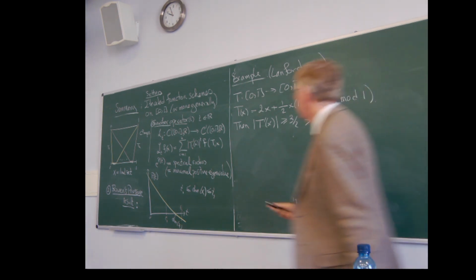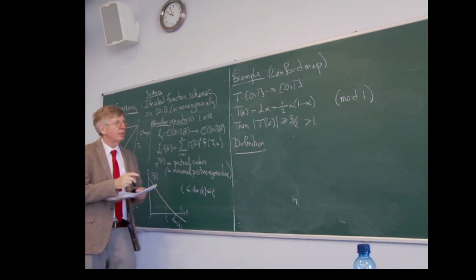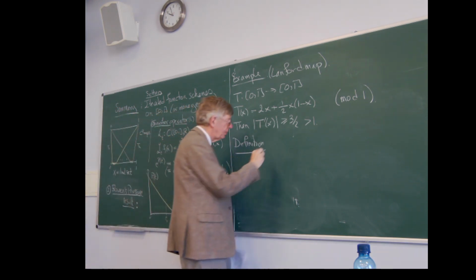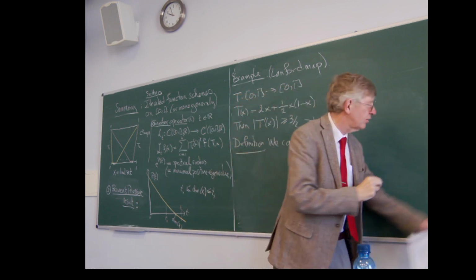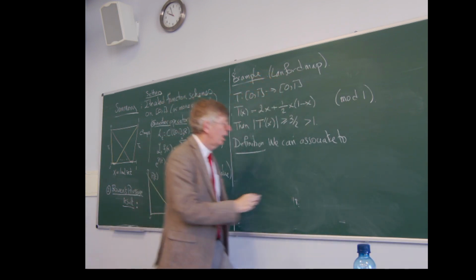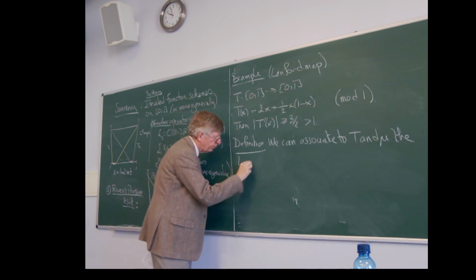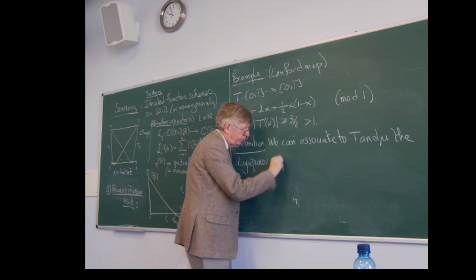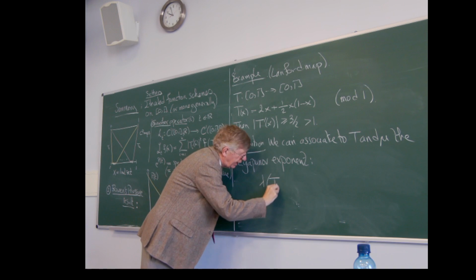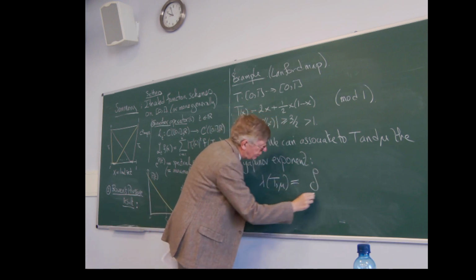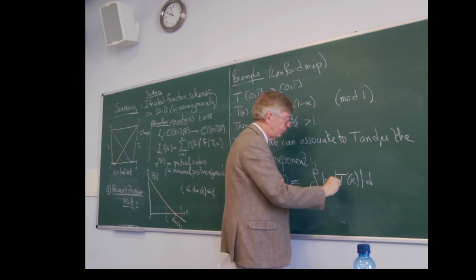And what is the Lyapunov exponent? Well, given my highly exciting expanding map, which is a bit simple, but that's fine, we can define the Lyapunov exponent. We can associate to the map, and thus to the measure mu, which is unique in this particular case, so to T and mu, the Lyapunov exponent, which is a single number. I've called it lambda(T, mu), and in this case it's nothing other than the integral over the interval [0,1] of the log of the derivative of T at x, d mu of x. That's it.